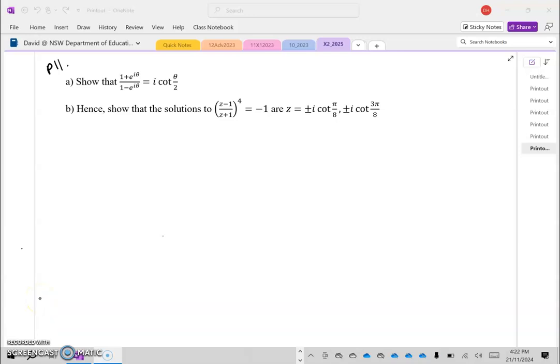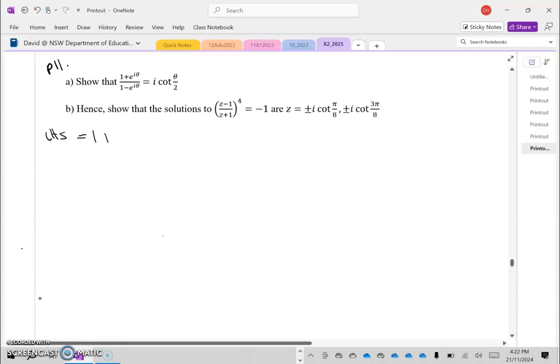Okay, we want to show that this is equal to i cot theta on 2. So let's start off with the messier left-hand side. Now, first thing I see is that we've got two complex numbers added, and they've got the same modulus, okay? So first thing I'm going to do is put these both in exponential form.